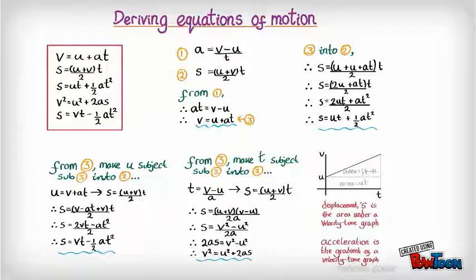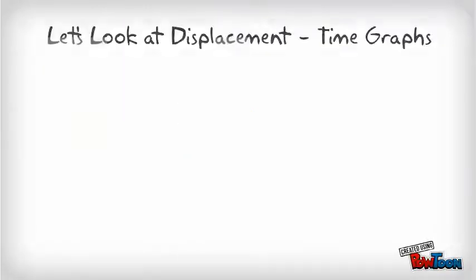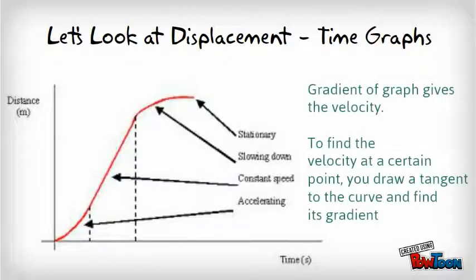If we look now at displacement time graphs, we've got a graph of distance against time. We can see that in the initial part of the graph we are accelerating. Then when the gradient remains constant, that's when we're travelling with constant speed. And then the gradient is getting ever smaller, so we're decelerating or slowing down. And finally we're going no further distance, which means that we are stationary.